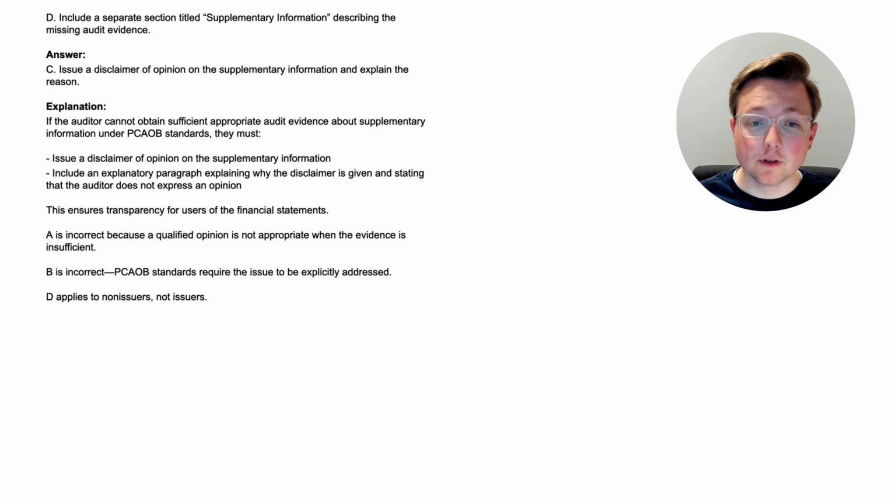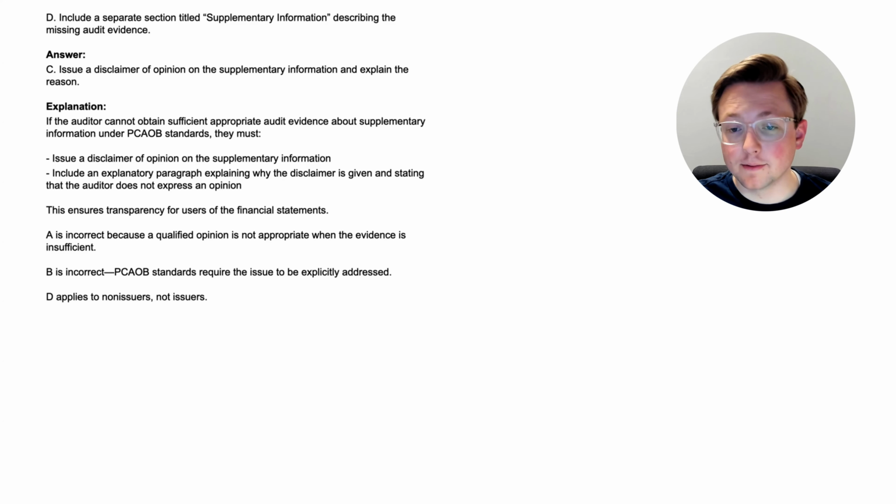Let's go through this. If the auditor cannot obtain sufficient appropriate audit evidence about supplementary information under PCAOB standards, they must issue a disclaimer of opinion on the supplementary information and include an explanatory paragraph explaining why the disclaimer is given and stating that the auditor does not express an opinion. And again, we kind of already talked about that in question 4. If you can't get enough evidence to give an opinion, then you have to give a disclaimer of opinion. This ensures transparency for users of the financial statement so that they know, hey, we're not giving any opinion on this supplemental information because we didn't have enough evidence.